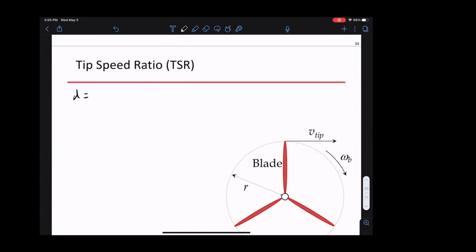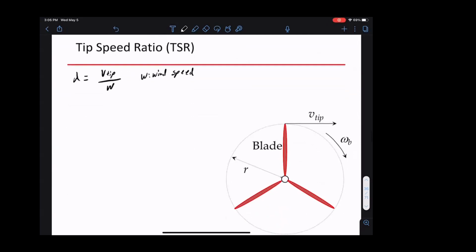The tip speed ratio says the following: we can look at this number, which is a division. This W is the wind speed, and the tip speed is basically how fast your blade is moving, the linear speed at which the tip of the blade is moving. We want to look at this ratio. The reason is this is actually an easy number for us to measure.